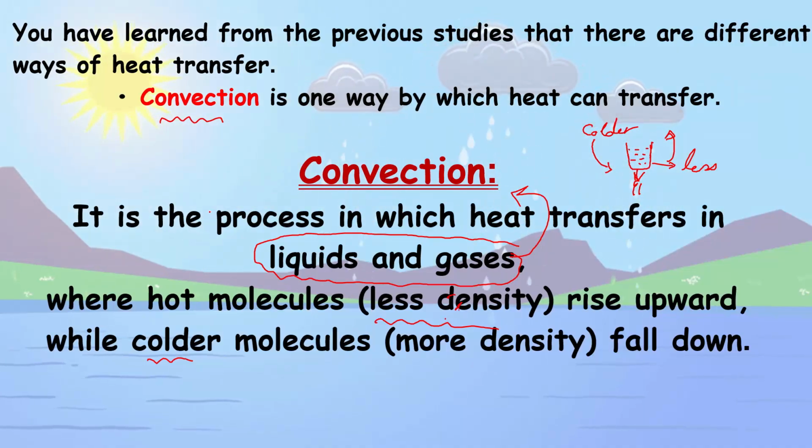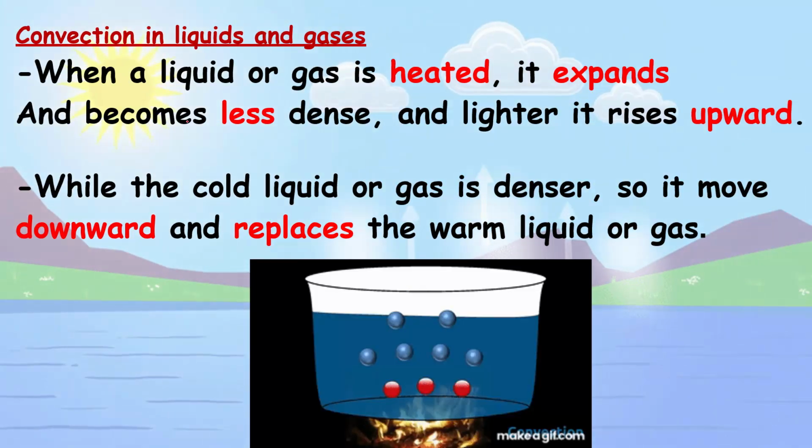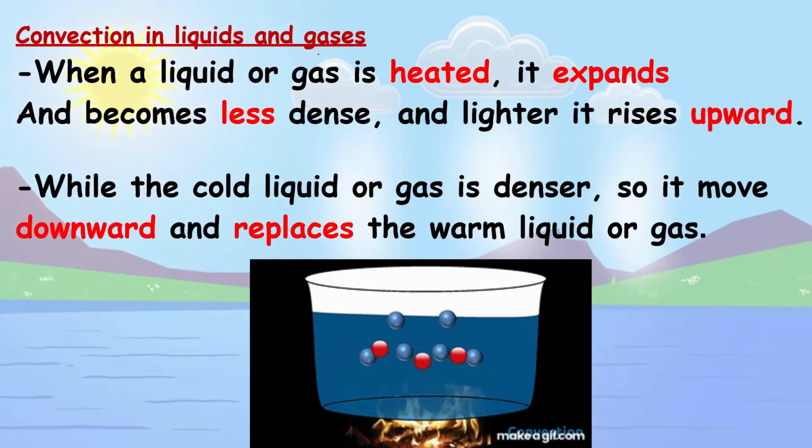So convection, another time, let's hear from you. Repeat after me. It's a process in which heat transfers in liquids and gases. Hot molecules come up because of less density, they rise up. And the colder ones fall down due to the more density or high density. Convection in liquids and gases.